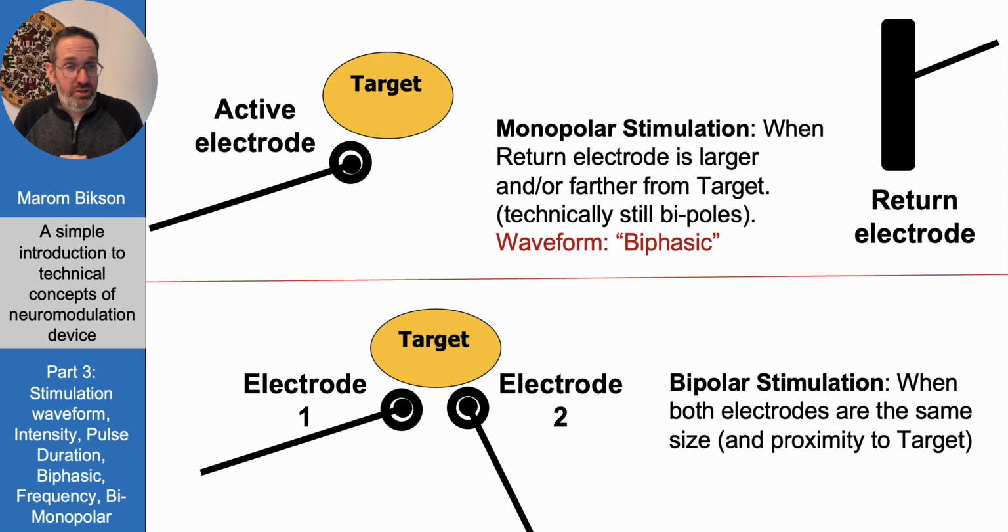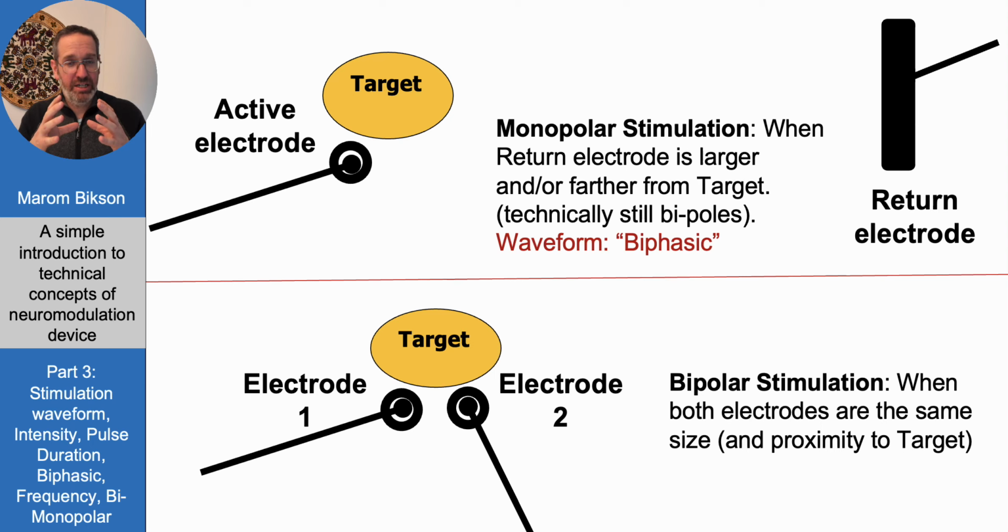Some other terminology gets thrown around. Monopolar stimulation. Monopolar is not monophasic. Monophasic is the opposite of biphasic. Biphasic is when the waveform switches. Monophasic is when the waveform never switches, which doesn't happen with invasive technology. All invasive is biphasic. Monopolar stimulation refers to the electrode shape itself or where it's placed.